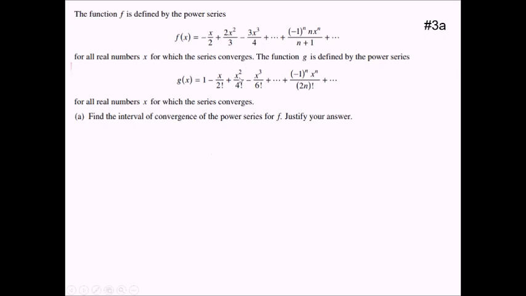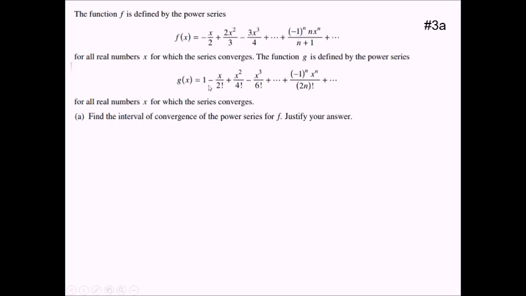For this free response problem, we're given two functions. F is defined by this power series up here, and we also have a g function defined by g of x right here. First task is to find the interval of convergence for f and justify the answer. So taking a look at f, looking at the general term here, I notice that this is not a geometric series. We don't have exponential terms everywhere here. So I'm going to have to use the ratio test to get the interval of convergence.